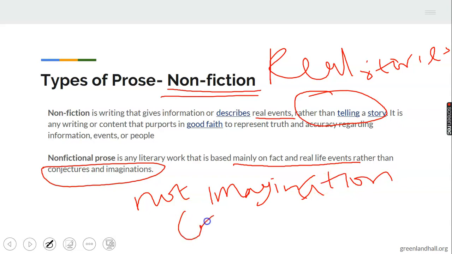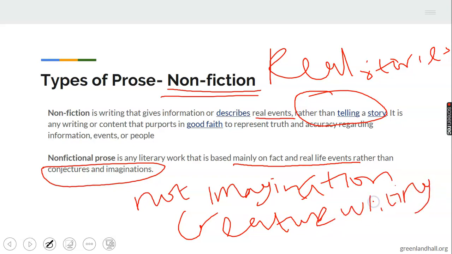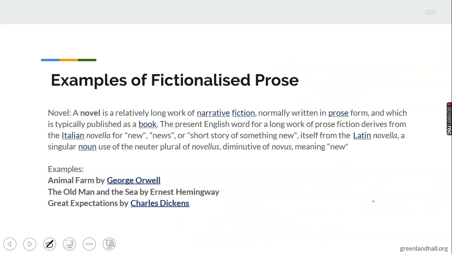Or creative writing, not imagination or creative. So this is a true life story. Let's see examples of fictionalized prose. Fiction, I said, fiction is imaginative and creative, not real.